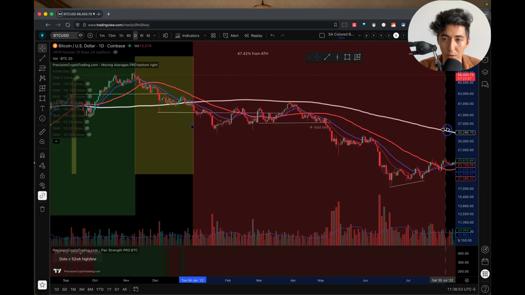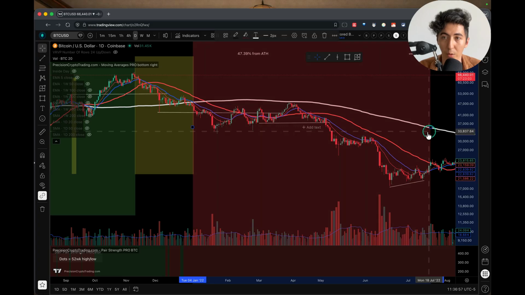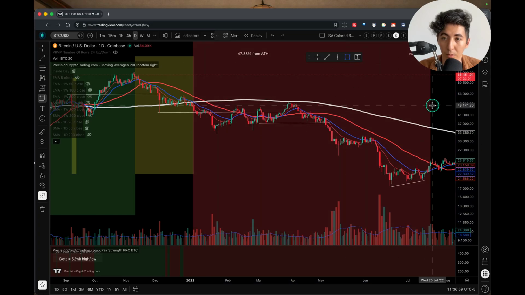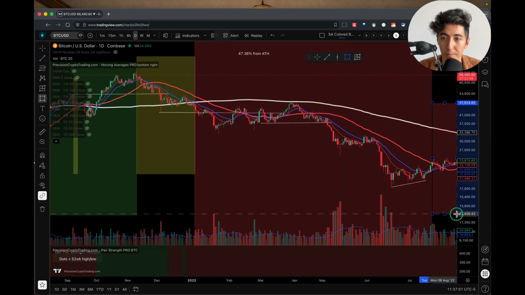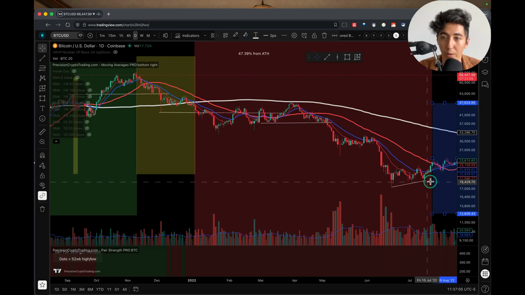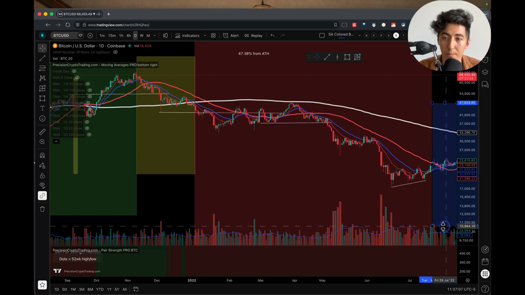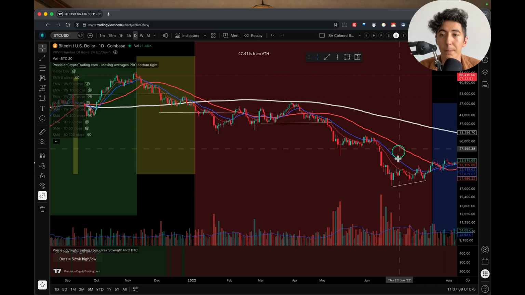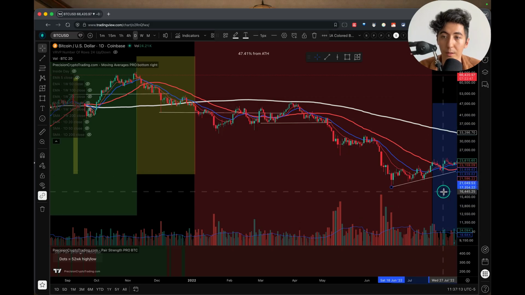Looks like we might be changing the trend. We broke out above the 50. Comes back down. Now we're above the 20-day. Could that have been the bottom right over here? I'm looking at the trend over here, and it's looking pretty good.